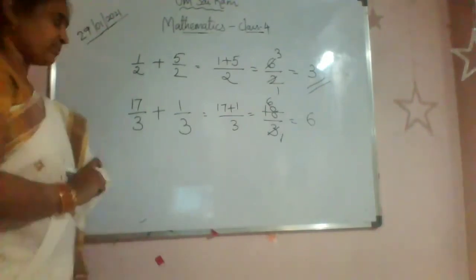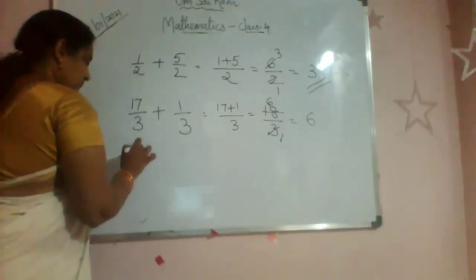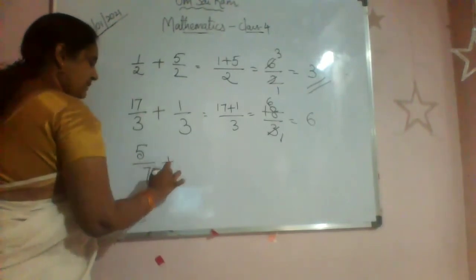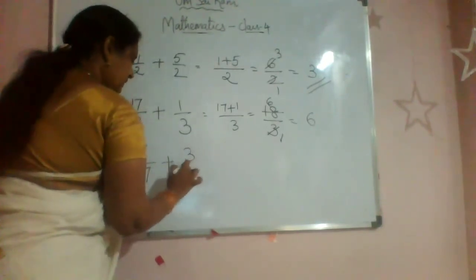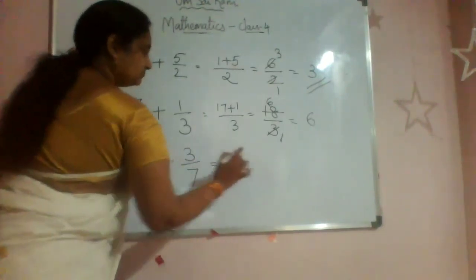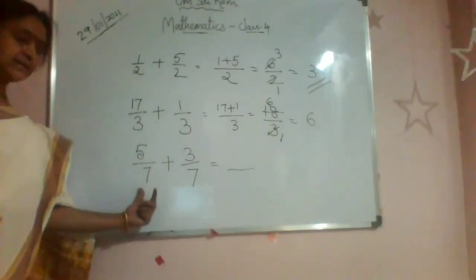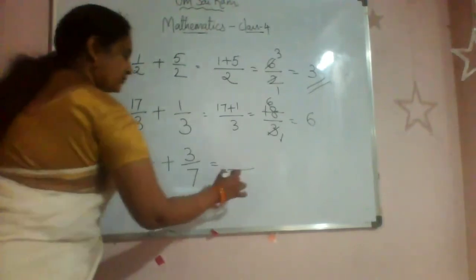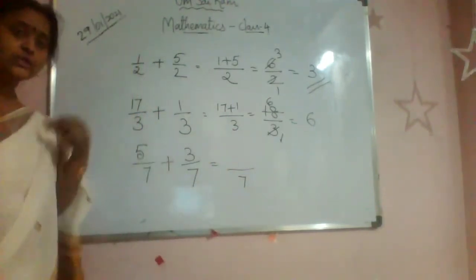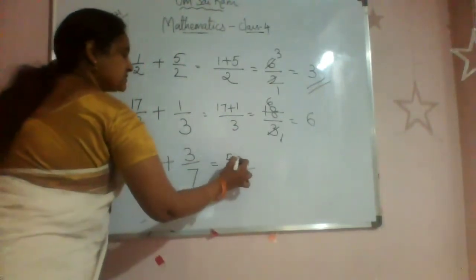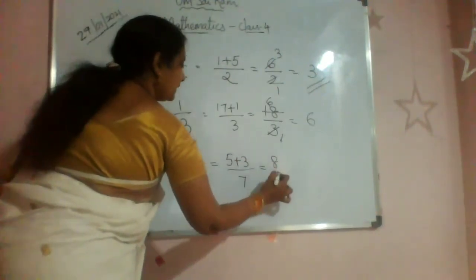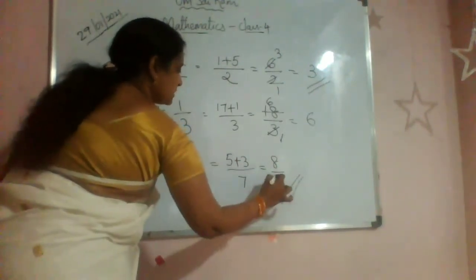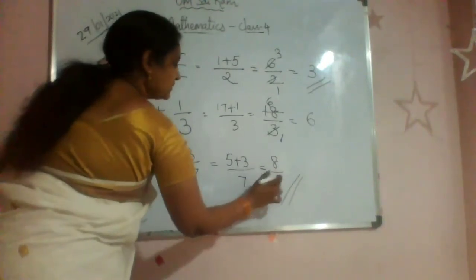Let us do one more problem. 5 by 7 plus 3 by 7. Here the denominator is 7. That means both are like fractions. So what do we have to do? We have to add the numerators. So 5 plus 3, which is nothing but 8 by 7. So the answer is 8 by 7.